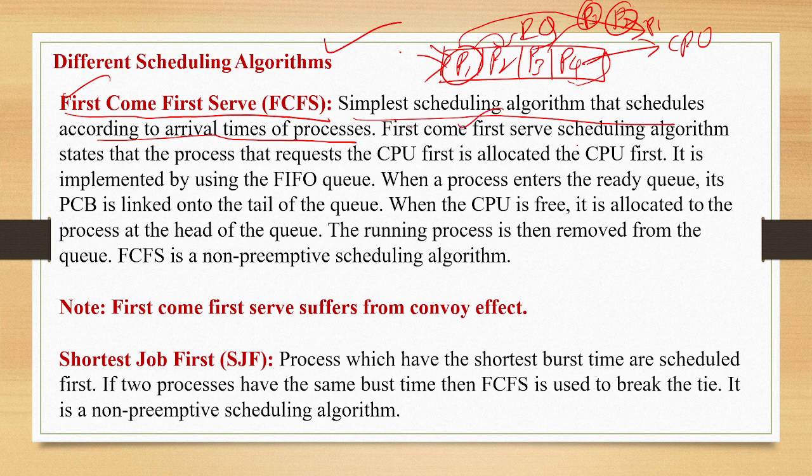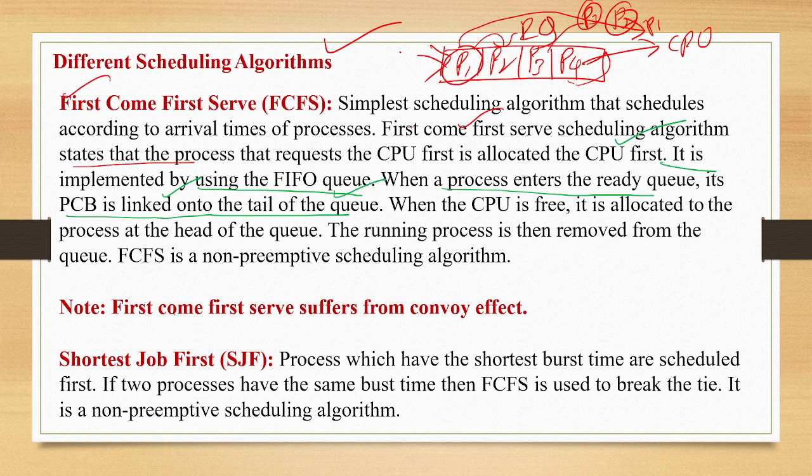First come first serve scheduling algorithm states that the process that requests the CPU first is allocated the CPU first. Whichever process requests first will get the CPU first. That is about the first come first serve CPU scheduling algorithm. It is implemented with the help of a FIFO queue. When a process enters the ready queue, its process control block is linked to the tail of the queue.